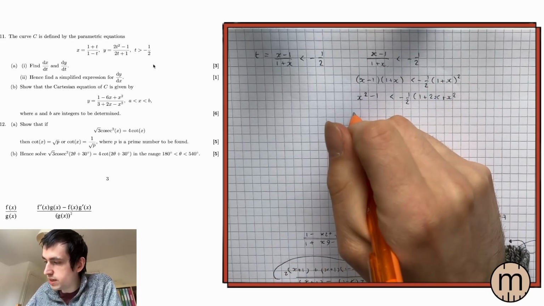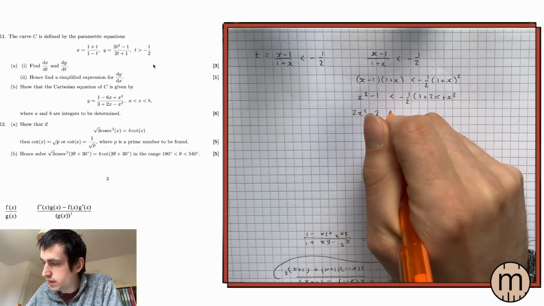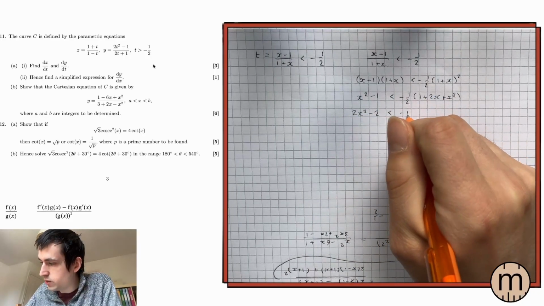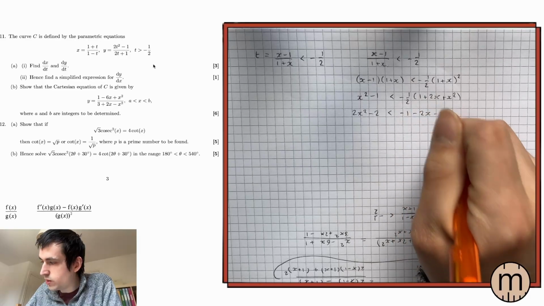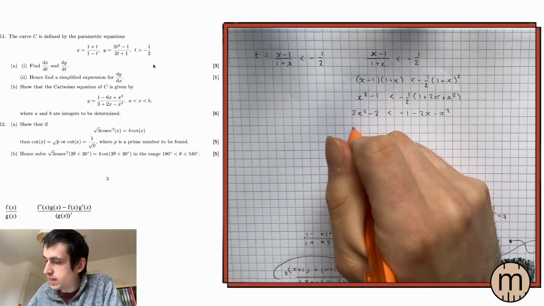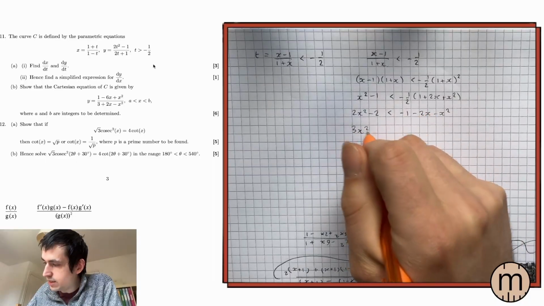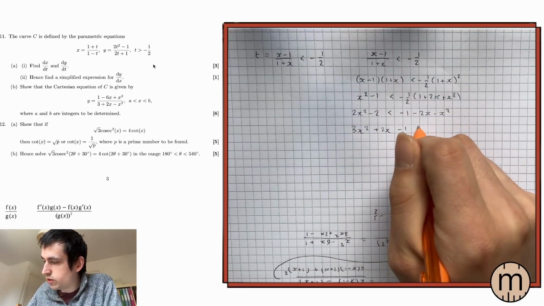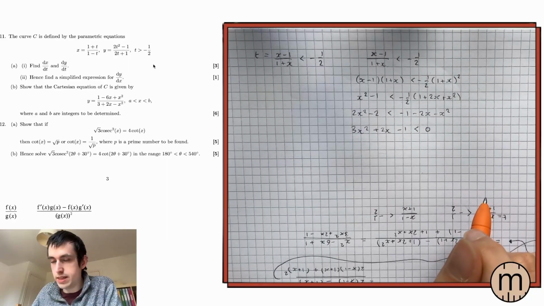I'm going to times both sides by 2, like this. And then I'm going to expand out this bracket here to get minus 1 minus 2x minus x squared. Finally, I'm going to add x squared onto both sides, add 2x onto both sides, and then add 1 onto both sides, and that should be less than 0, like this.